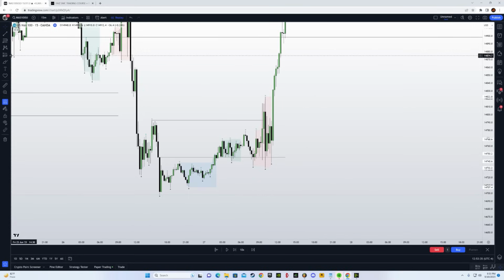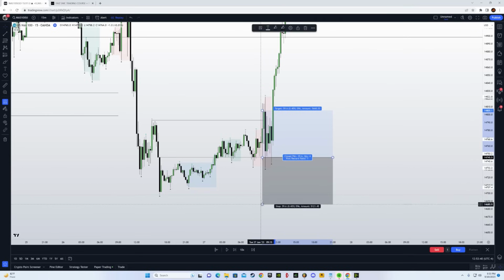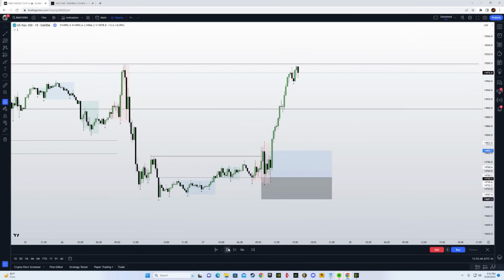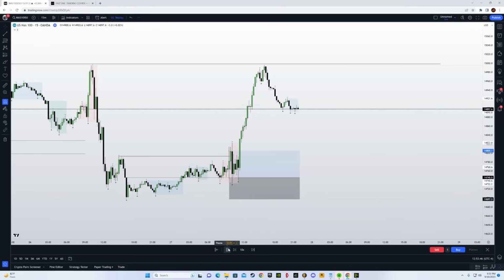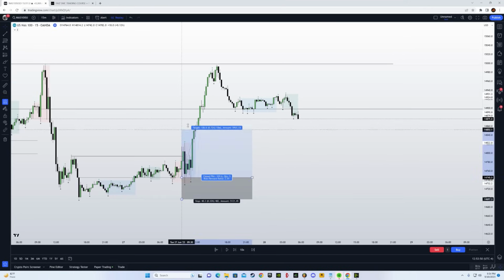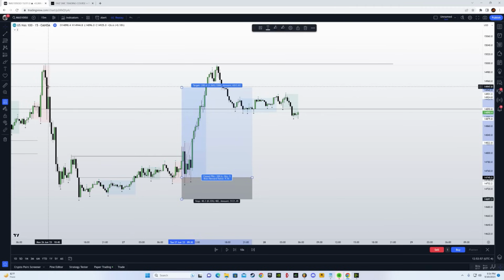Make sure we're in the kill zones and timings, and my entry would be off this auto block right here, right? My stop would go right below this auto block, and I would simply look to target 1 to 3 as per my fixed risk to reward, right? So simply going for 1 to 3 like that, or you could have targeted this fair value gap around here.